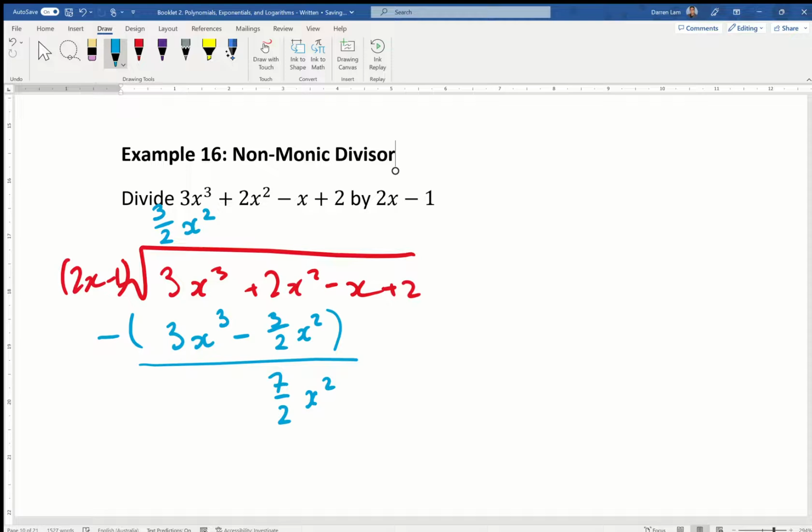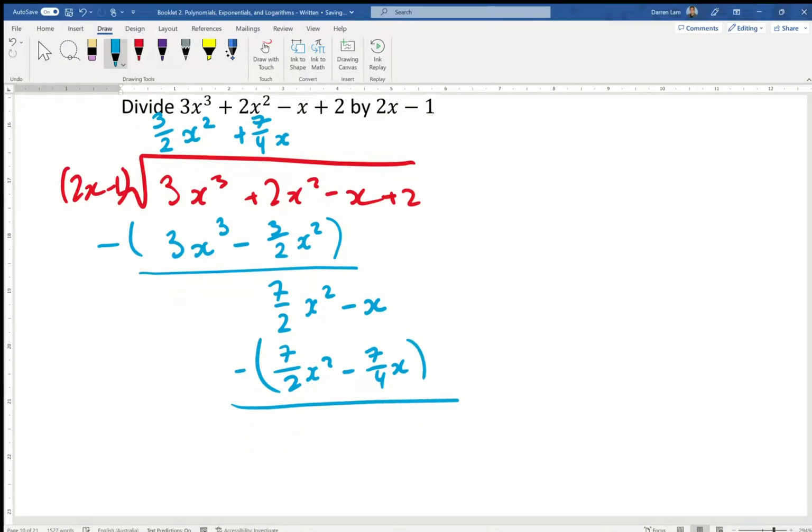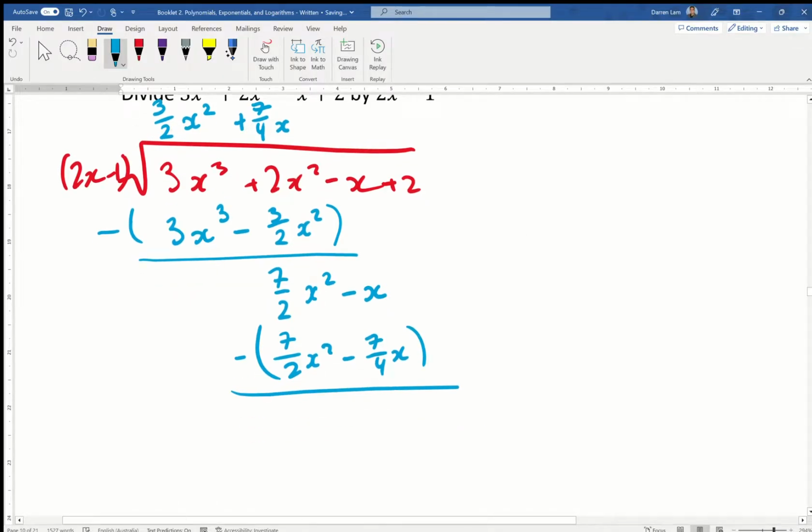Okay, let's keep going. I bring the negative x down. And I think to myself, what number do I have to multiply 2x by to get 7 over 2 x? Of course, it's divided by 2 times it by 7 over 2. So that becomes positive 7 over 4 x. Of course, on the bottom, that becomes 7 over 2 x squared minus 7 over 4 x. I subtract them, and I end up with negative 1 plus 7 over 4, which gives me 3 over 4 x.